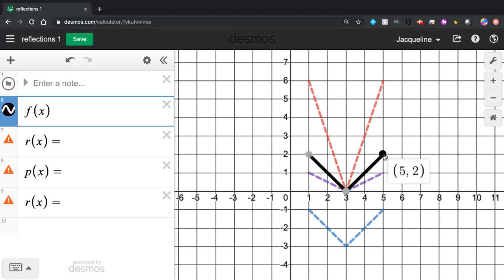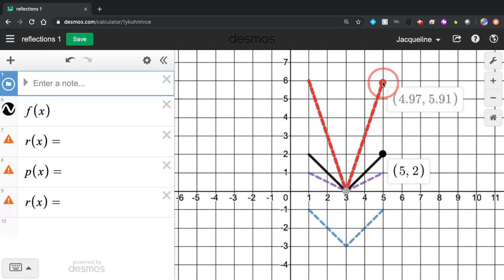So here I have 5 comma 2, meaning when I put in 5, I only get out 2 for this black graph. What about on the red graph? At 5, I get out 6. So how do I get from 2 to 6? Well, clearly that y value has grown by a multiple of 3. And whenever we're talking about these stretches, it's always going to be multiplication, not addition or subtraction. That is reserved for a shift left, right, up, or down. There's no shifting happening here, just a stretch.